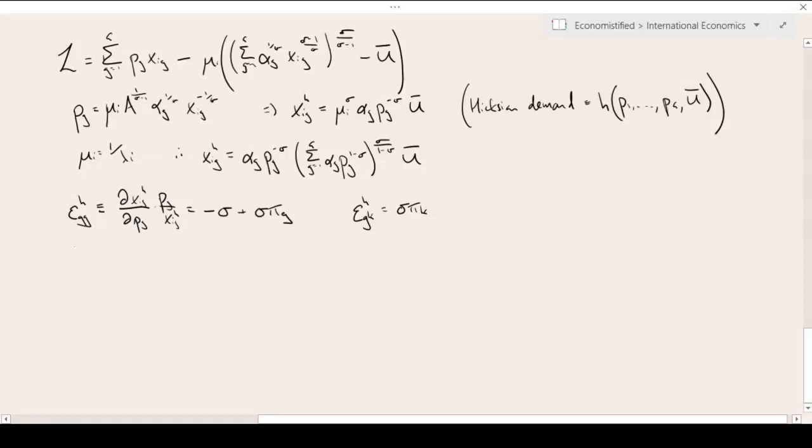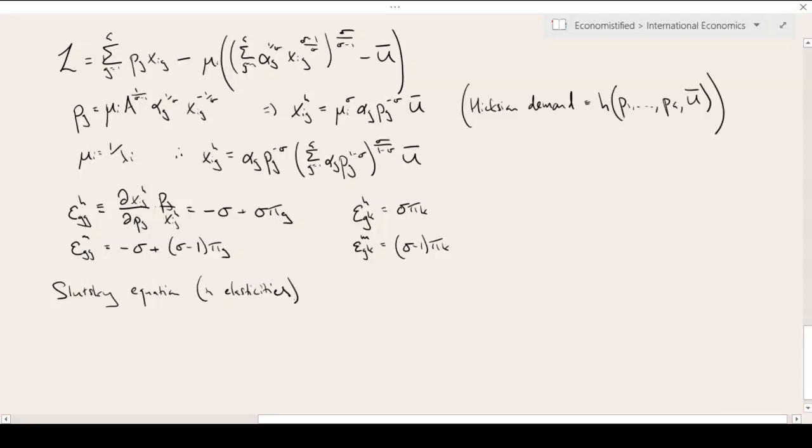So remember from the previous video that the own price elasticity of Marshallian demand was just equal to minus sigma plus sigma minus 1 pi_g, and the cross price elasticity of Marshallian demand was just equal to sigma minus 1 pi_k. Clearly we can now write the Slutsky equation in elasticities.